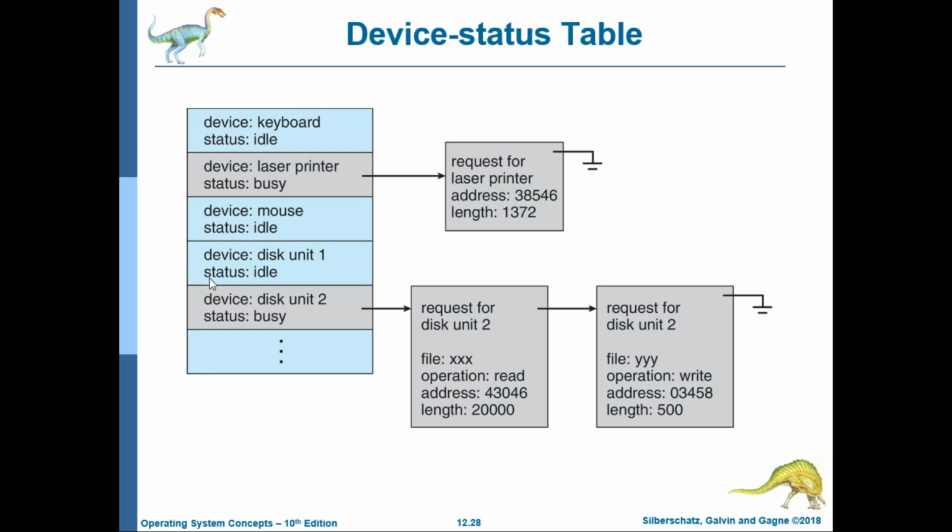The keyboard, mouse, and disk unit 1 are all idle because there are no requests for these hardware devices. The laser printer is busy because it has a request, while disk unit 2 is also busy because it has two requests. So that is how the device status table works. For this example, we have two requests, and they are queued in first-in, first-out order.